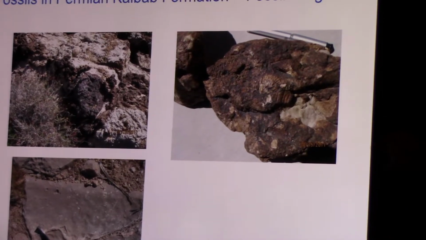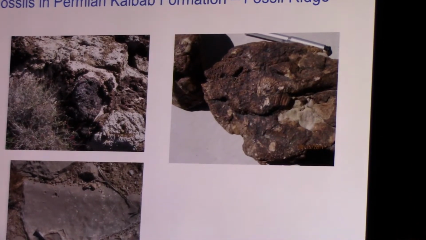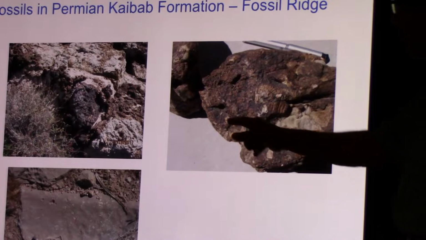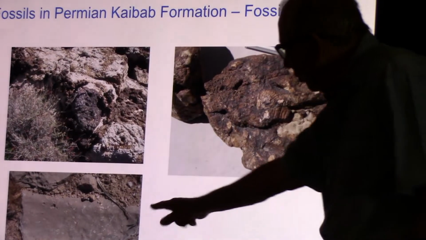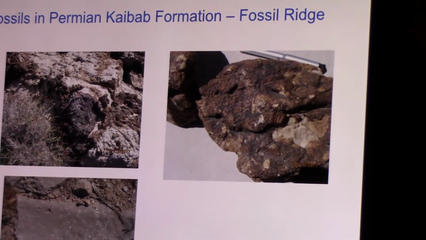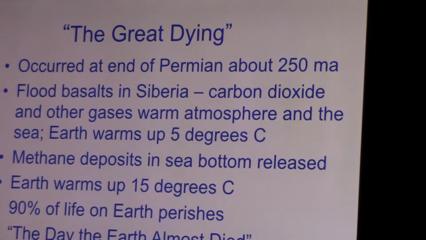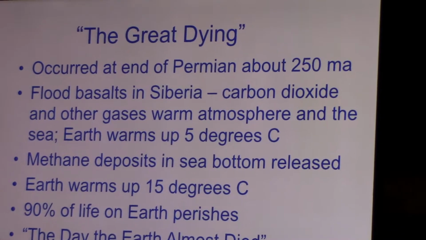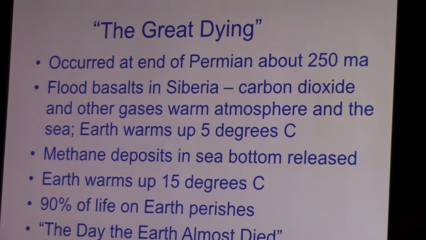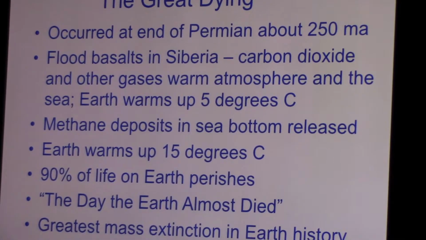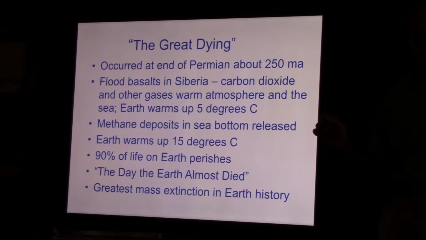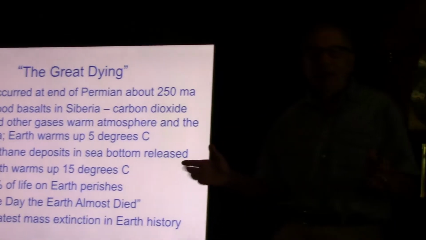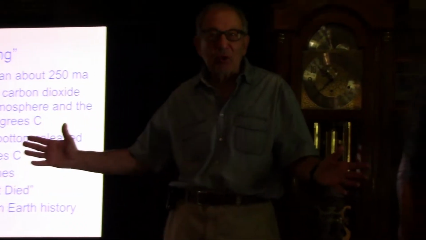Excellent. And this shows you some of the fossils that you find in the Kaibab across the road, Fossil Ridge. There's sponges, brachiopods, crinoids, that type of thing. And those fossils that you look at in the Kaibab Formation in the Permian, they are the innocent remains of a world that would soon be destroyed.